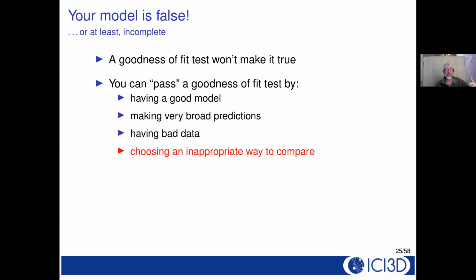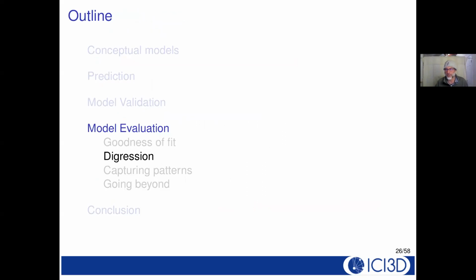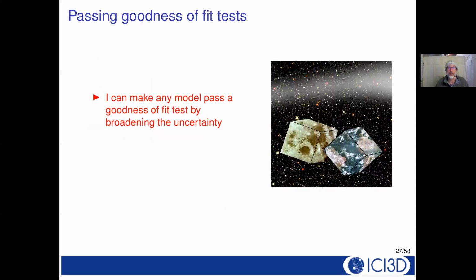You think you find no significant difference between your model and the data. So why would we do a goodness of fit test? Well, I'm already accidentally implying that we shouldn't, but to unravel this, I want to take a digression into why we use p-values in biology.